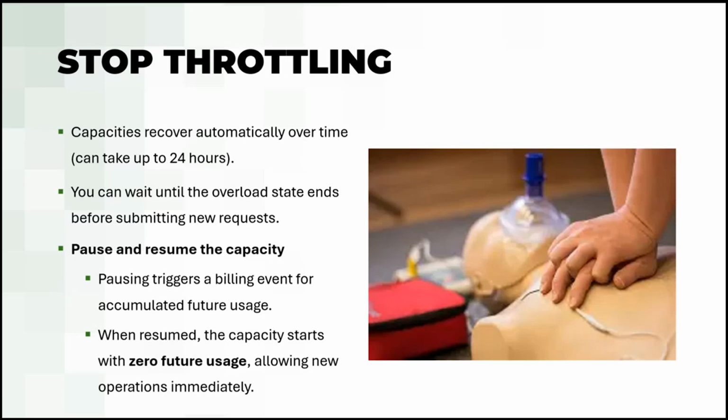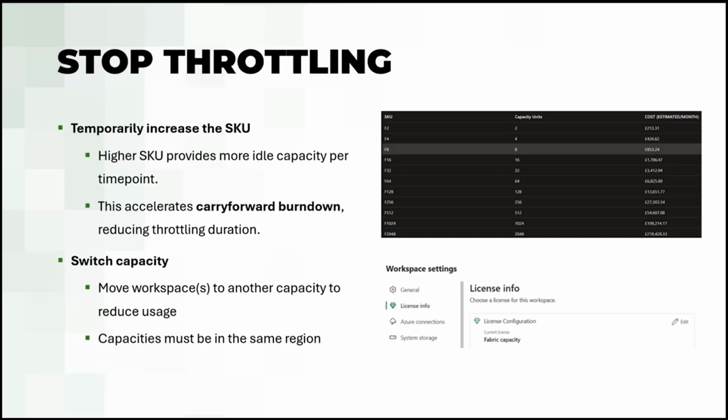When we're using the capacity, it does start at zero future usage. We can temporarily increase the capacity as long as there's not an elevation. So if a job's coming in, we can push it from an F8 to an F16, let it successfully finish, and then reduce. This needs constant monitoring. This accelerates the carry forward, but then reduces the throttling.